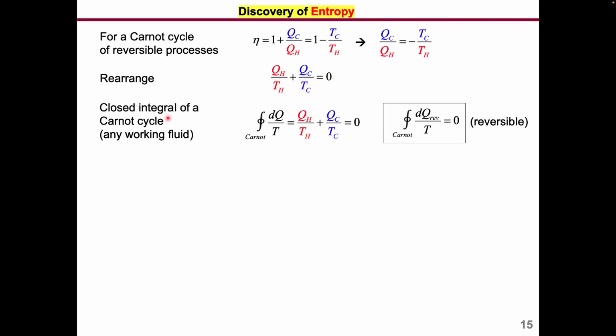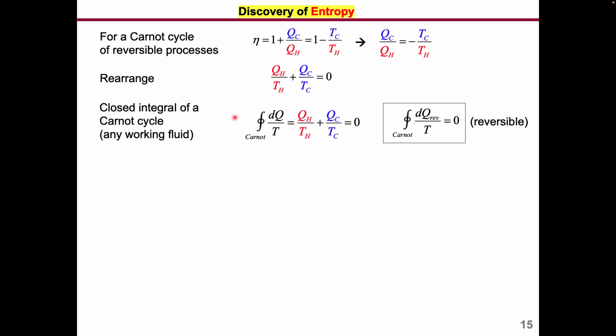Now let's try to understand this a little bit better. For the Carnot cycle of a reversible process, we already get this equation. If you rearrange it, QC divided by QH is equal to minus TC divided by TH, okay? And then rearranging, you will quickly realize QH divided by TH plus QC divided by TC is equal to 0. Now, if you go back to the Carnot cycle and do a closed integral of the cycle, for the system you can pick a specific working fluid, say 1 kilogram of working fluid as your system. Then you try to analyze the closed integral of this particular value, let's say dq divided by T.